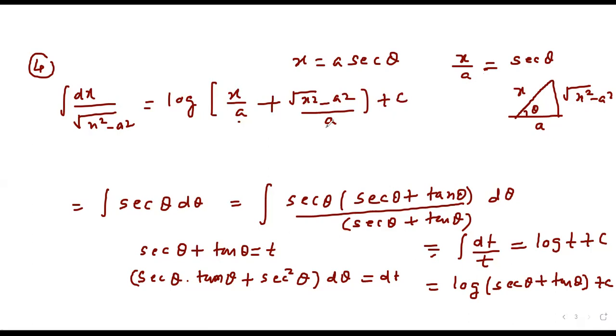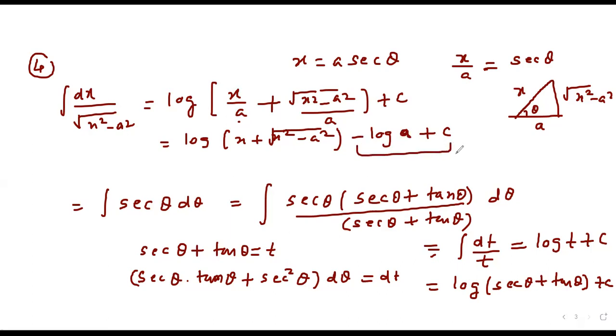Here, this can be written as log of x plus root of x square minus a square, minus log a plus c. Why? Because a is common, and then log m divided by n becomes log m minus log n. So log a we can write outside, and we can combine these two and write it as c1, because this is constant, this is constant. So our answer will be log of x plus root of x square minus a square plus c1, which is our answer.